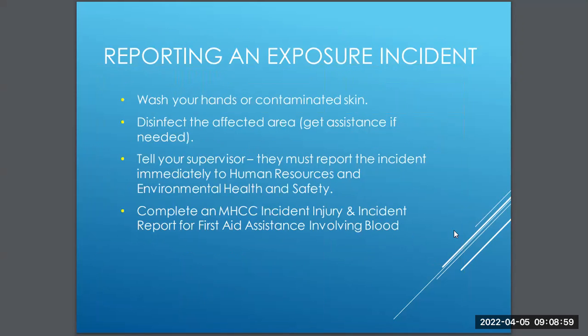Reporting an exposure incident. Wash your hands or contaminated skin. Disinfect the affected area. Get assistance if needed. Tell your supervisor, who must report the incident immediately to Human Resources and Environmental Health and Safety. Complete an MHCC incident and injury report for first aid assistance involving blood.